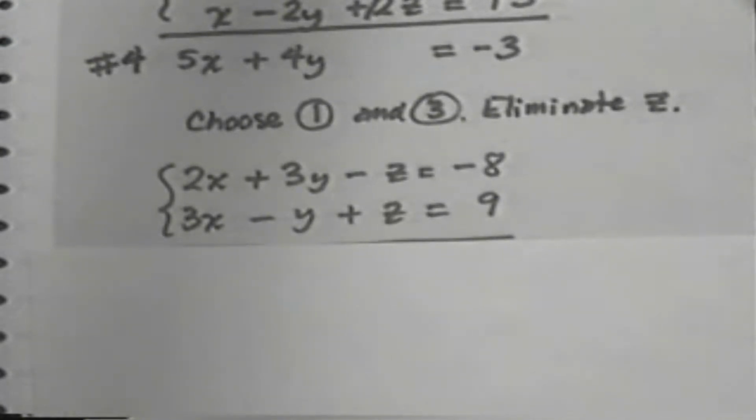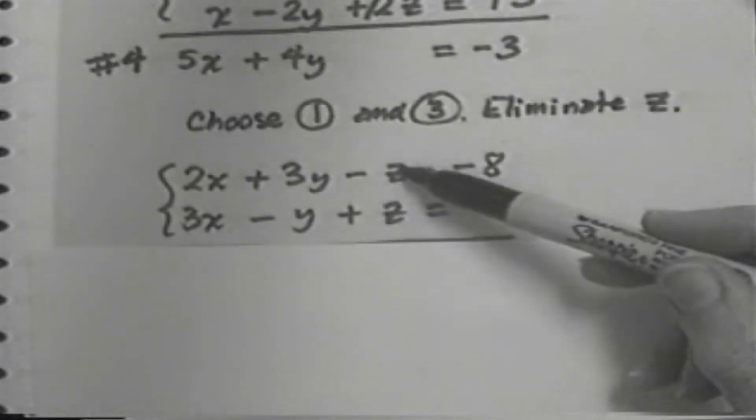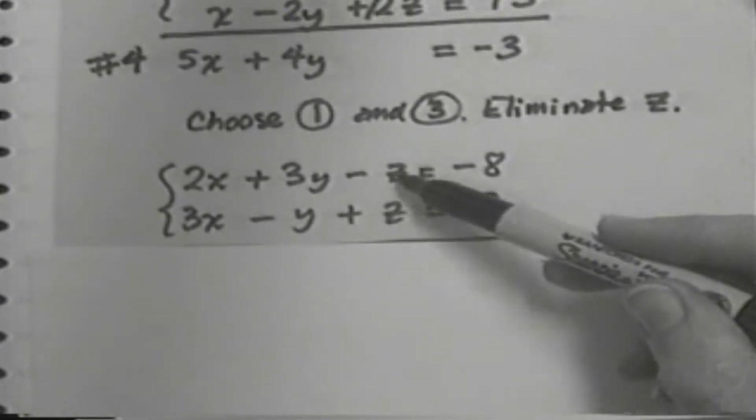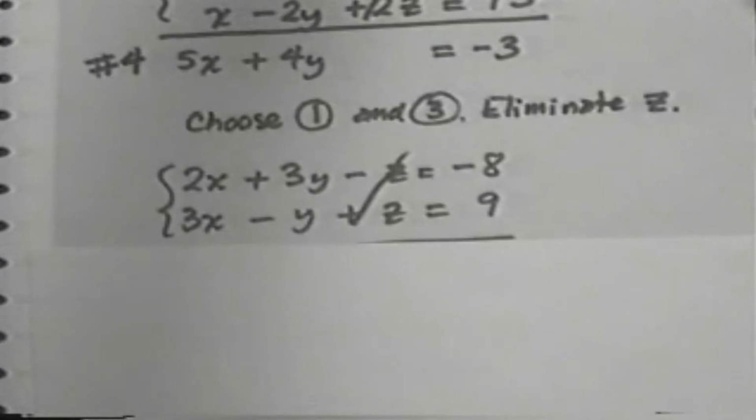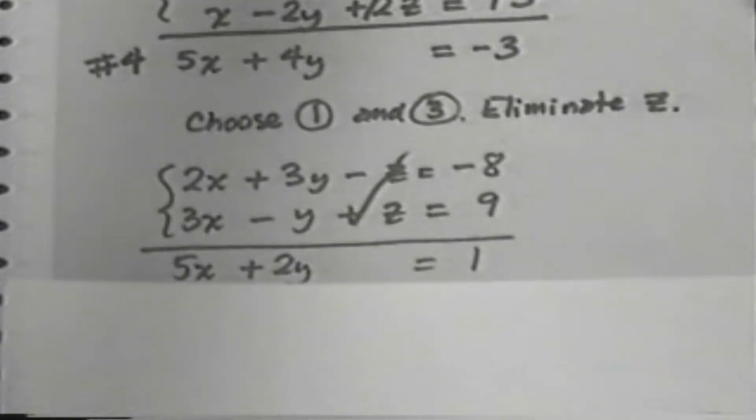Equation 1 is 2x plus 3y minus z equals negative 8. Equation 3 is 3x minus y plus z equals 9. Since I'm eliminating z, I want the coefficients of z to be opposites, but they already are, negative 1 and positive 1, so that when I add them, these will cancel. That gives me, as the sum, 5x plus 2y equals 1.